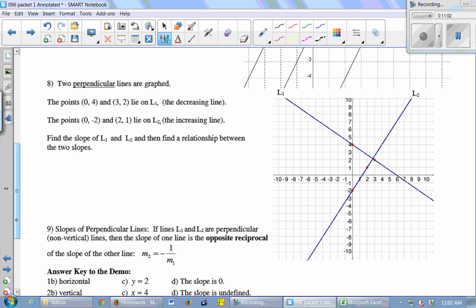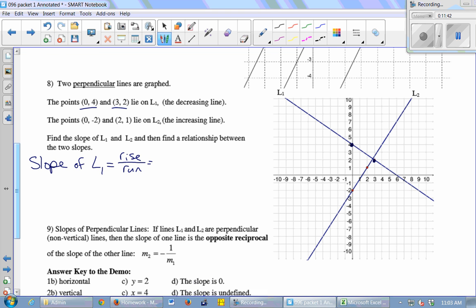All right, here's a graph of two perpendicular lines. So L1 has the points 0, 4 right there and 3, 2 right there, right? Two points on the line. So let's find the slope of L1. Slope of line 1. So the two points on line 1 are these guys. And somebody tell me how to find the slope of this. Rise over run.